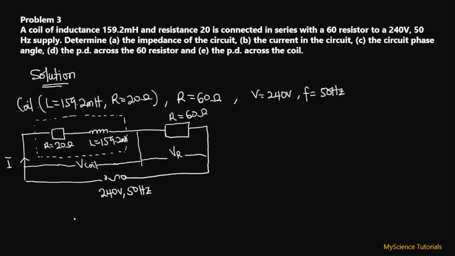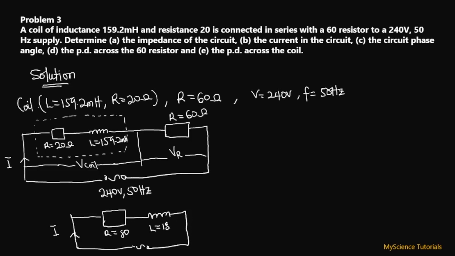But we can simplify this entire circuit diagram to become something like this. Because this resistor and this resistor are in series, and we know in series we add the resistance. So the total resistance over here is going to be 80, connected to an inductor, and then connected to an AC source. So over here we have our current, and we have our inductance to be 159.2 millihenry. So we can simplify this entire circuit as something that looks like this.